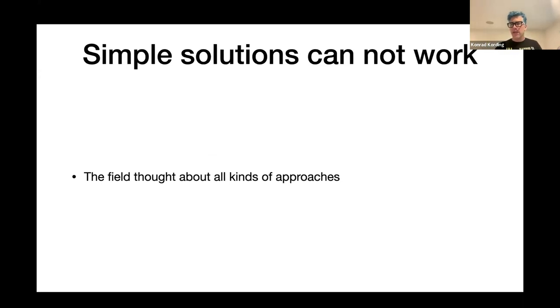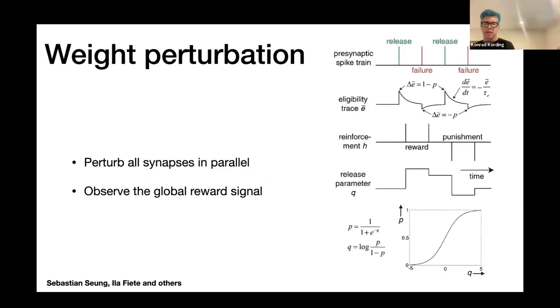people thought about lots of simple solutions, like reward modulated Hebbian learning. There's all kinds of these approaches. Unfortunately, all these wonderful little beautiful biological solutions by themselves have the property that they don't optimize the loss function in the end. So as soon as you build more complex systems, things get badly wrong, and so they don't generally work.